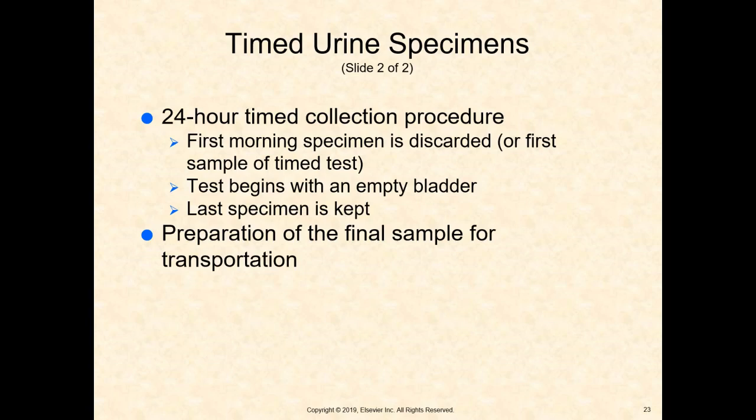So they get up, they go to the bathroom, and then they start a timer right after. They empty their bladder for 24 hours straight and put the specimens into the container. The last specimen is kept. So if they start at 8 a.m., they go to the bathroom at 8 a.m., then they start the timer. They keep doing this until the next day. They get the last specimen. They go one more time at 8 o'clock in the morning, and that is their last sample. The reason they collect that last sample is because that urine was produced in their body during that 24-hour time frame.